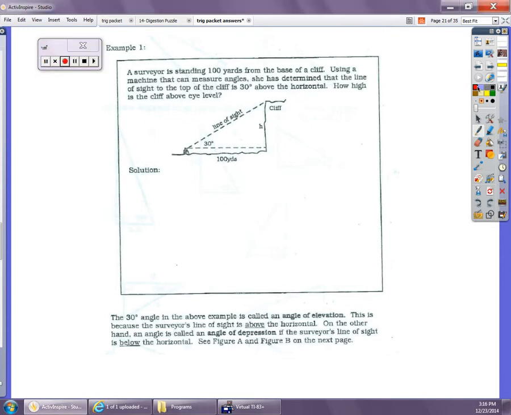So what we know is that we have our angle, which is right here. We have the adjacent side, and we're looking for the cliff, which is opposite. So we have to go back and think about, well, what uses opposite and adjacent? That's our tangent, opposite over adjacent. So we have the tangent of 30 degrees equals opposite, which is h, over adjacent, which is 100. To solve for this, we multiply both sides by 100. So 100 times the tangent of 30 degrees is equal to h.